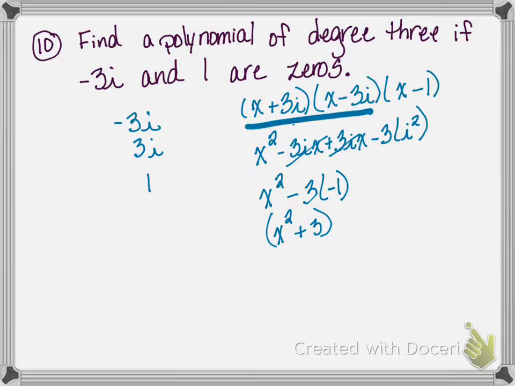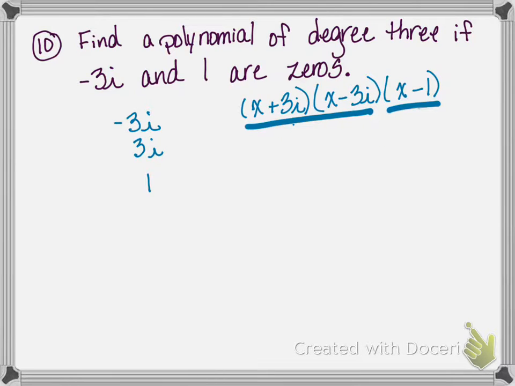Now I've got to go back and get this one, x minus 1. So now I'm going to do x squared plus 3 times x minus 1. x squared times x is x to the third. x squared times negative 1 is negative 1x squared. 3 times x is 3x. Oh, I made a mistake. Okay, guys, I'm sorry. We got to go all the way back. I made a mistake. Okay, here we go. Sorry about that. We got to go back to this.